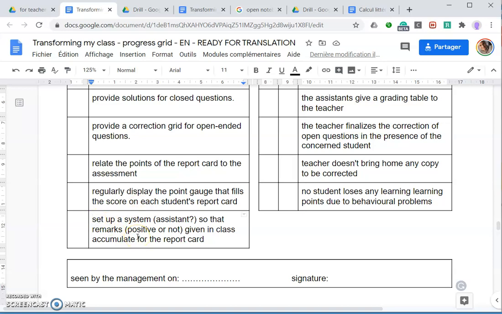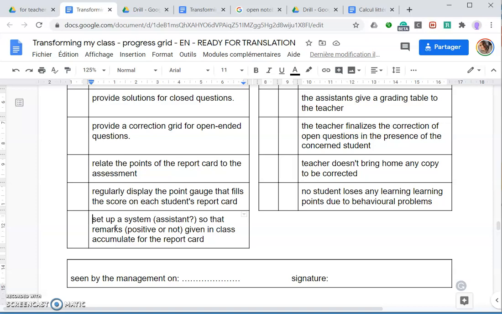Set up a system, maybe an assistant managing that, another student, so that you accumulate positive remarks during the weeks, during the year. So, for example, you see a very clean notebook from a student. Oh, you're really doing that with care, and it's quite neat and clean. So you think about that positive remark. Say it to the student. What I see is clean and makes me happy, and also remember it.